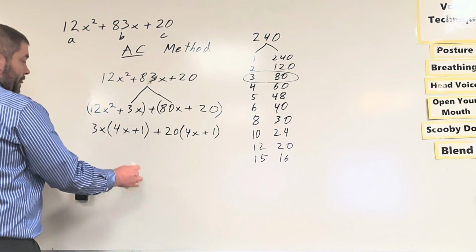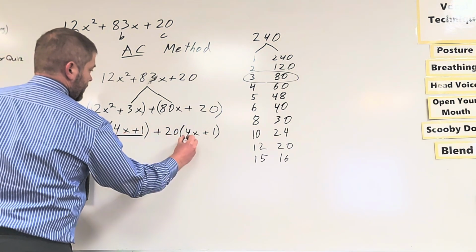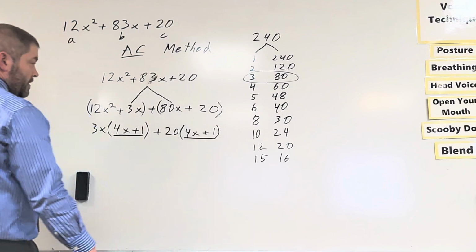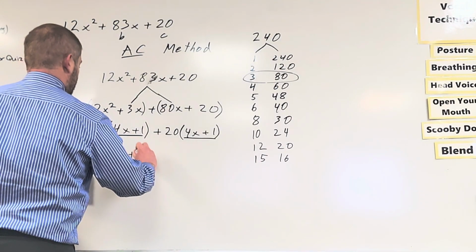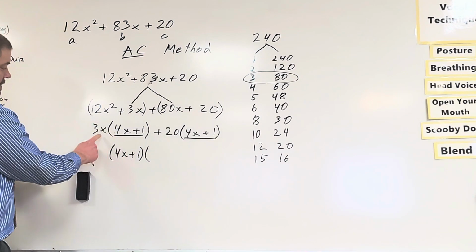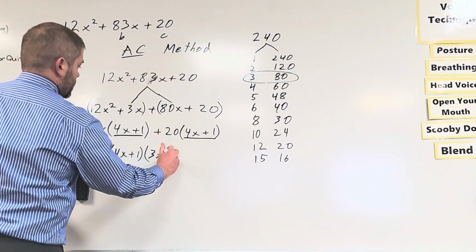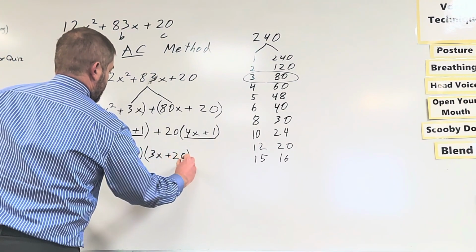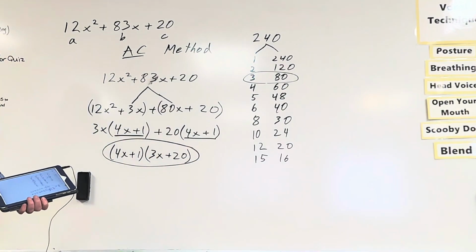These match. So at this point I have two terms, and I have a greatest common factor in both of 4x plus 1. So I will factor that out. That's 4x plus 1. And what's left is a 3x plus a 20. And this, my friends, is the factored quadratic.